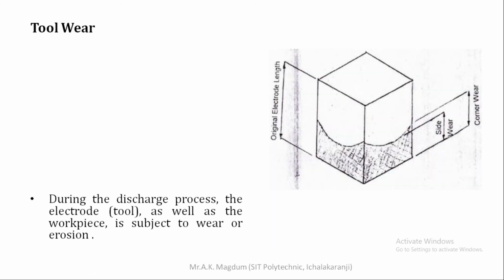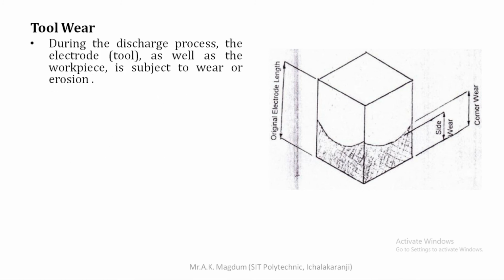Next, tool wear. That is a very important parameter. At the time of machining, no doubt a certain quantity of material should be removed from the tool itself, because high heat is produced in between the electrode and workpiece. So there is high temperature, due to which certain material is definitely removed from that tool itself. We have discussed that during the discharge process, the electrode, or maybe it is called the tool, as well as the workpiece is subject to wear or erosion, because of the high temperature.